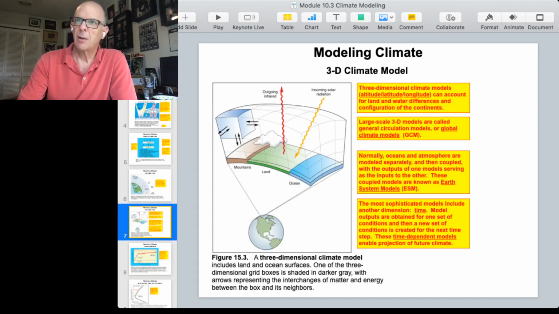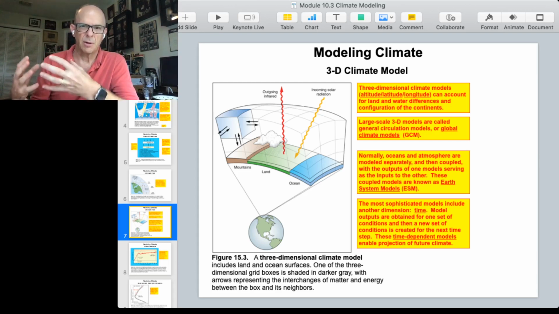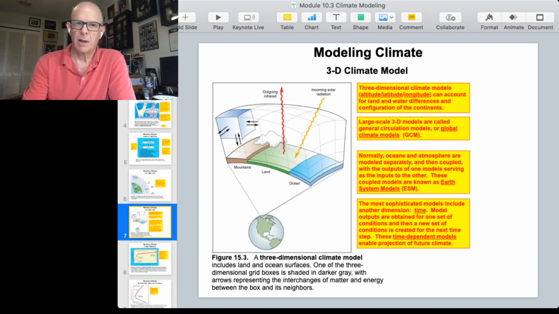A three-dimensional climate model would then introduce longitude around the planet, and then we would have a full rendering of the surface of the Earth, including where the continents are, what the different albedos or reflectivities are at different points on the Earth. And that's where our state-of-the-art, sophisticated climate models come from.